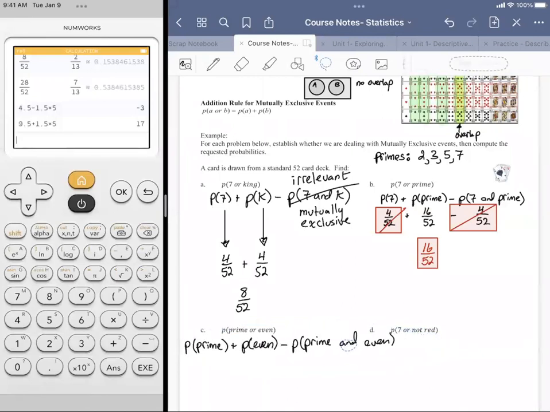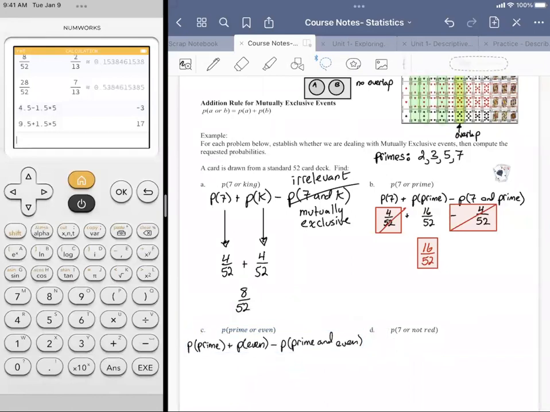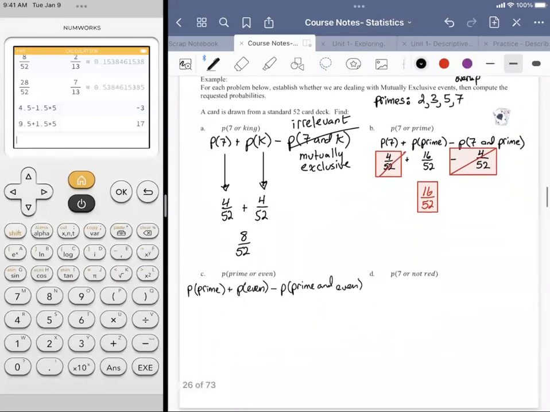I guess I can reduce the spacing here a little bit, and then I'll shrink it down just to make it fit. All right. So the primes, we discussed that in the last problem. There's 16 out of 52 cards that are prime.